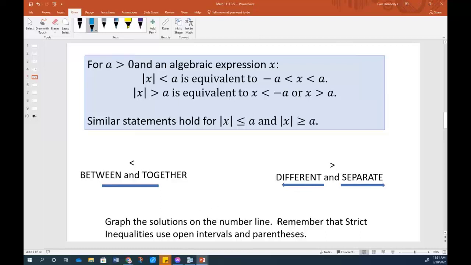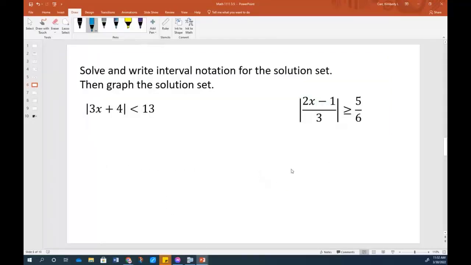And you will have to graph these solutions on a number line. So do remember that when you're doing that, and I'll give some examples coming up, strict inequalities will be open intervals or parentheses, and then the ones that say or equal to can use the brackets. So let's do some inequalities with absolute value.